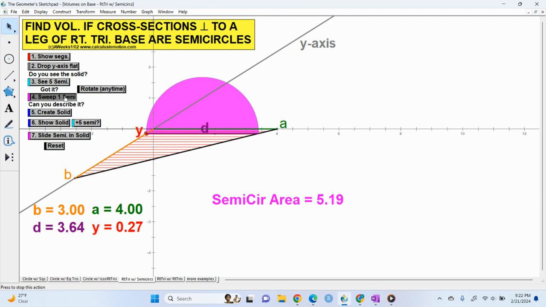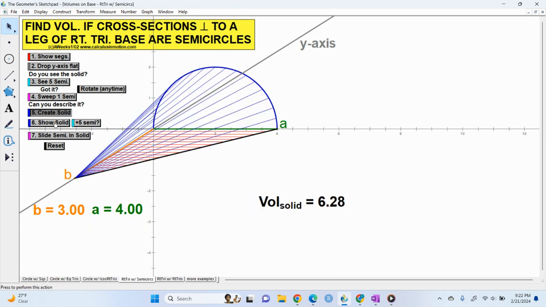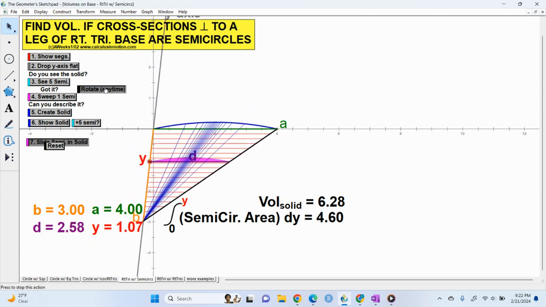So let's sweep one semicircle. Again, notice the diameter gets smaller here as the y-axis and this distance get closer together. And let's make a solid out of this. So remember, you're making a 3D solid. Keep that in mind. So this looks like half of an ice cream cone, I guess. And there's what it looks like.